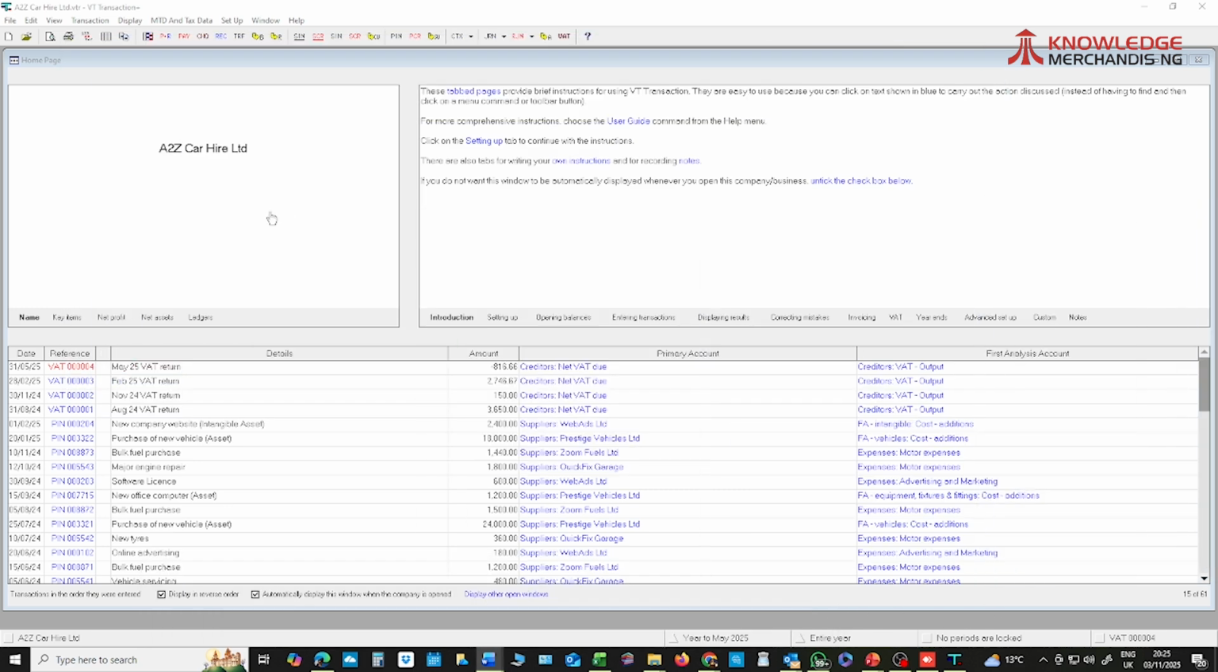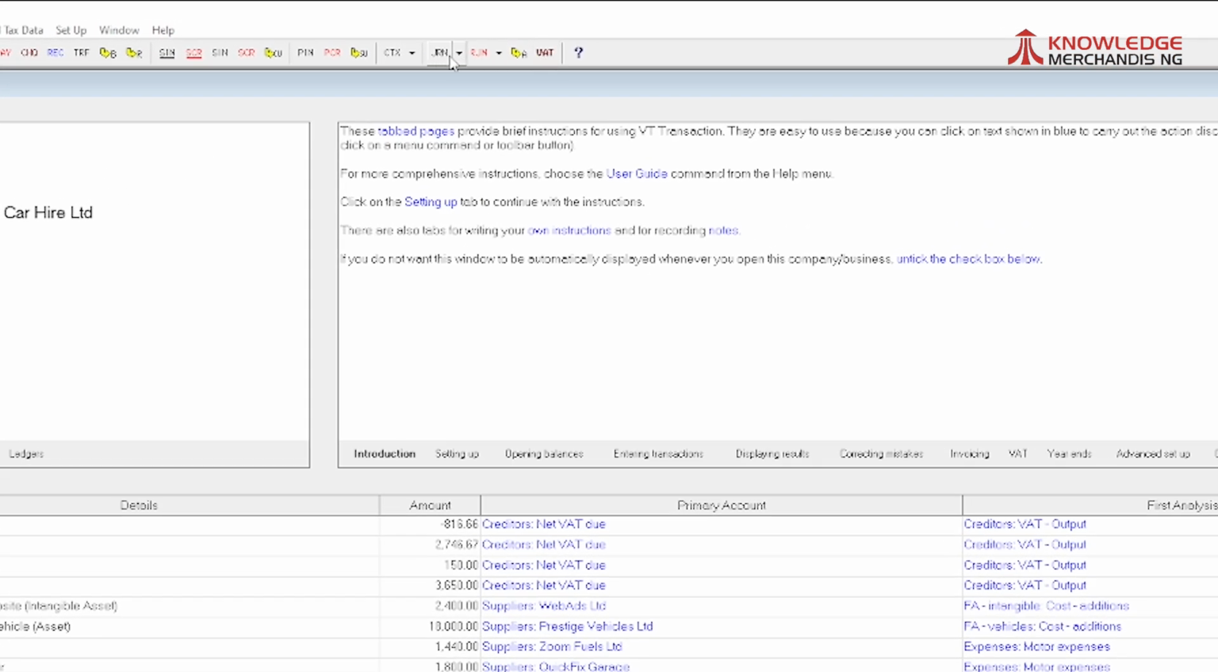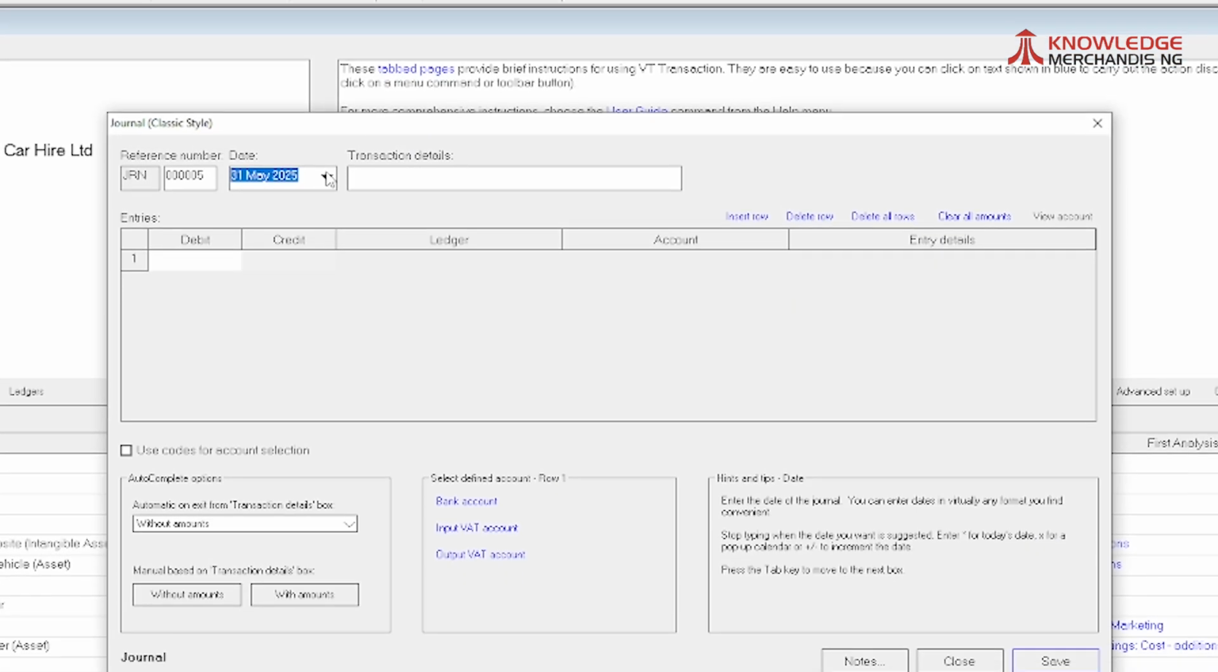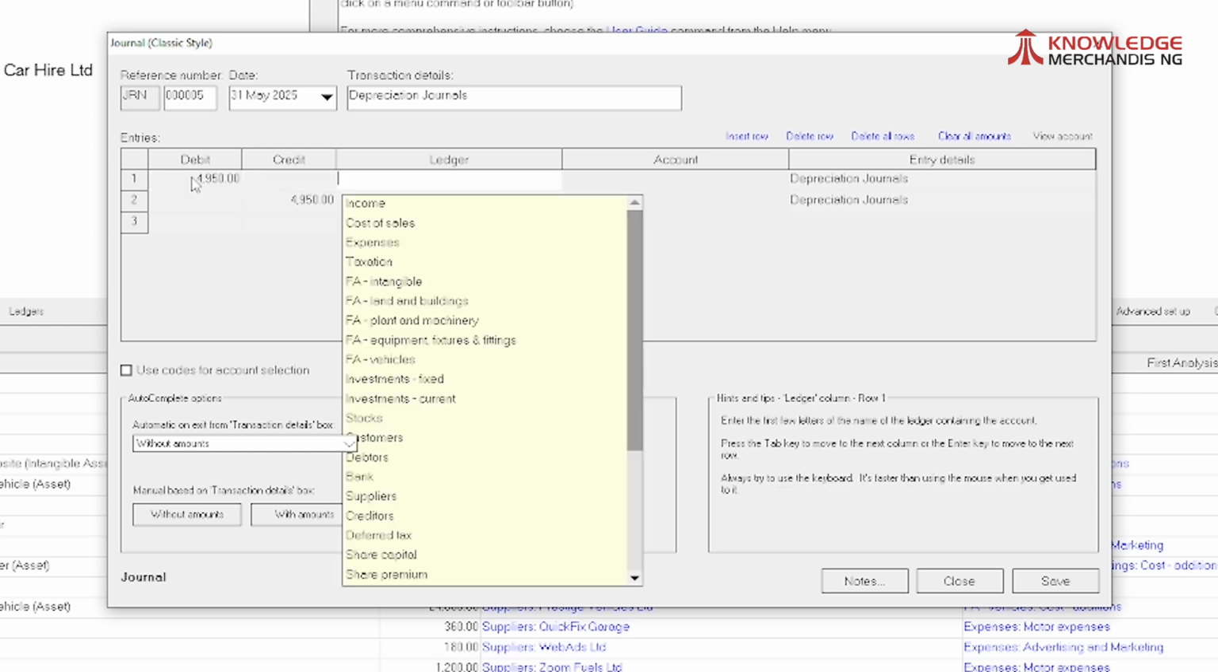Right, let's do that. 9.2. Journals, 31st of May 2025. Depreciation journals. Right, 4,950, which is motor vehicles, and it's an expenses depreciation. It has to go to P&L.